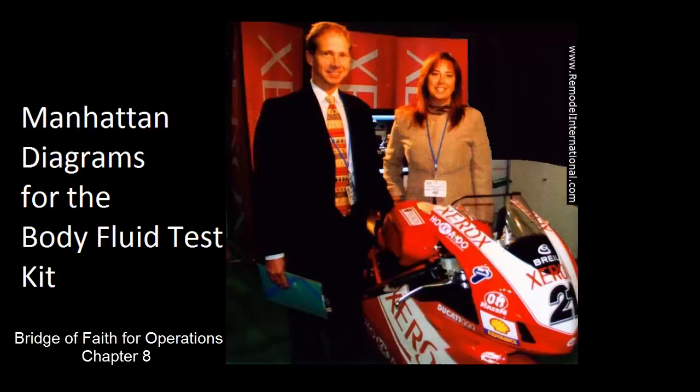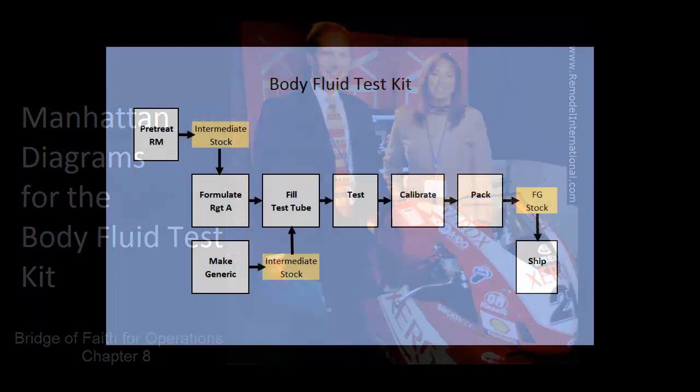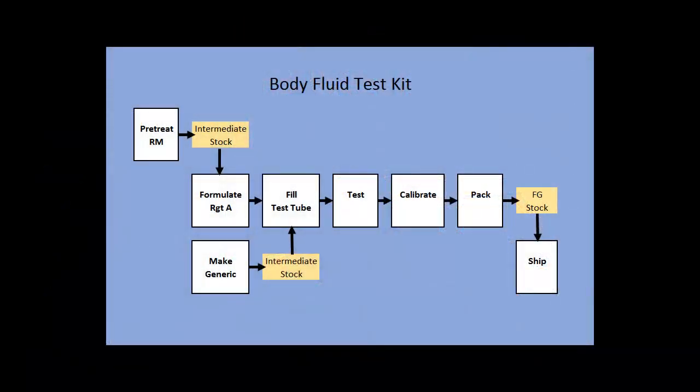We're going to take a closer look at the body fluid testing kit of a previous tutorial. The operations model has got more detail in it than you've seen so far. We're just going to examine some of this now. Just to remind you, this was the flow sheet for the body fluid test kit. There are actually 4 flows in here.